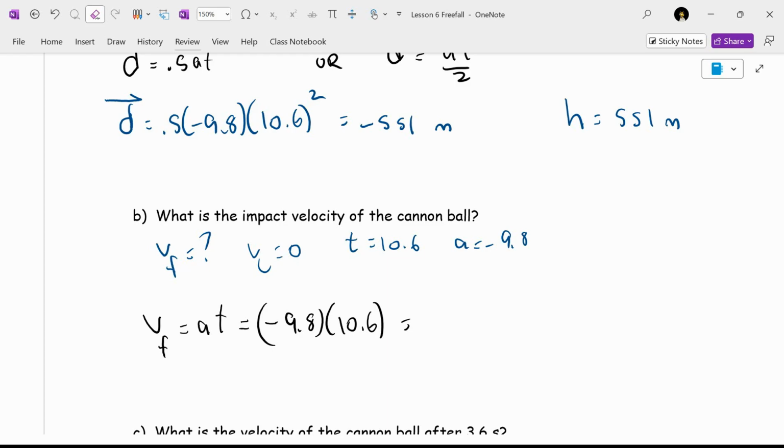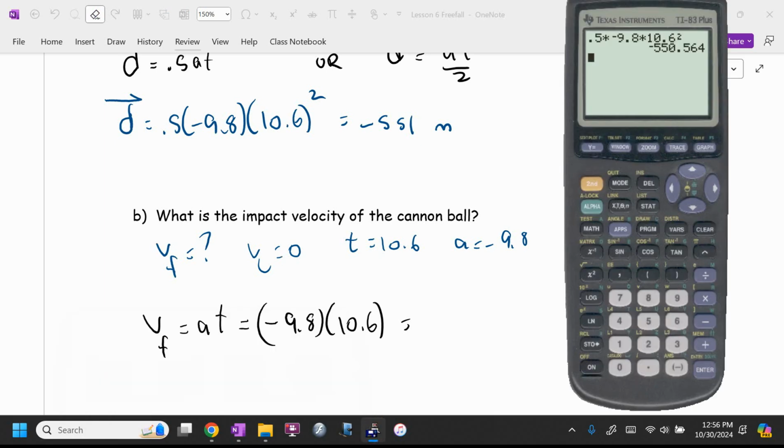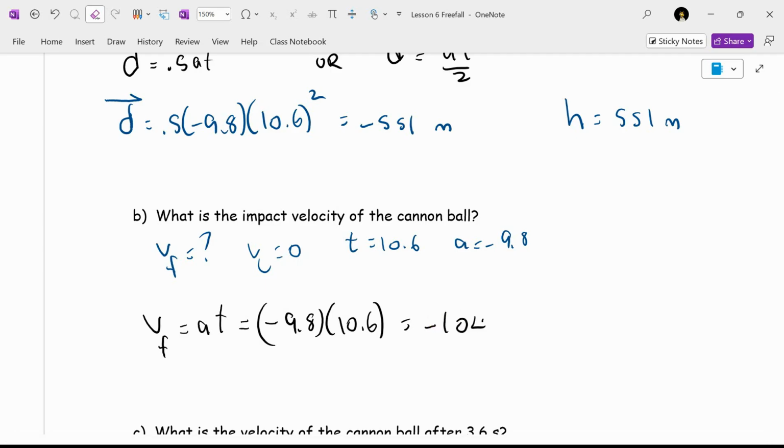What's the negative telling me? What direction are we traveling when we hit the ground? Down. So I'm okay with that. What'd you get? Negative 9.8 times 10.6. I'm going to go to 3 sig figs, so I'm not going to say negative 103.88. You could, but I'm going to say negative 104, I think. Units. It's a velocity. Yep.